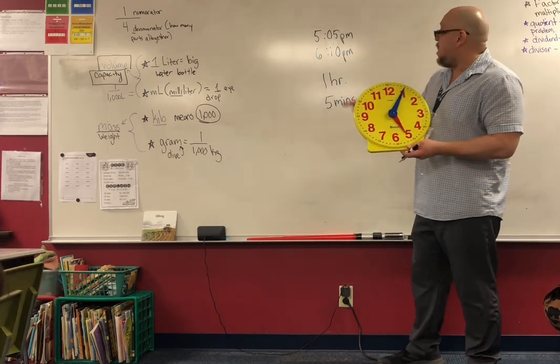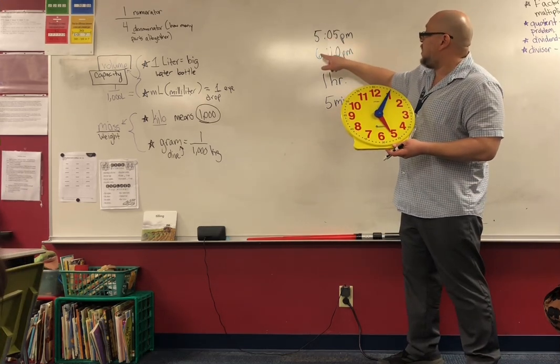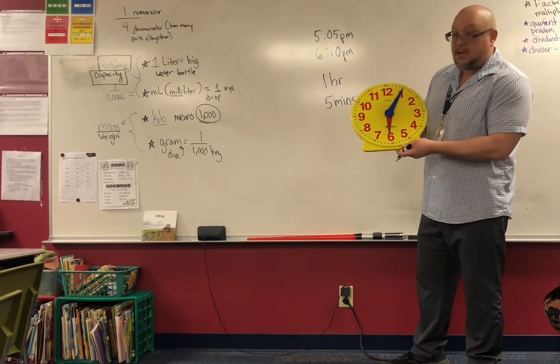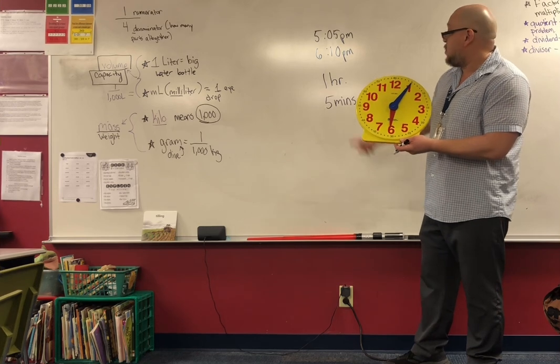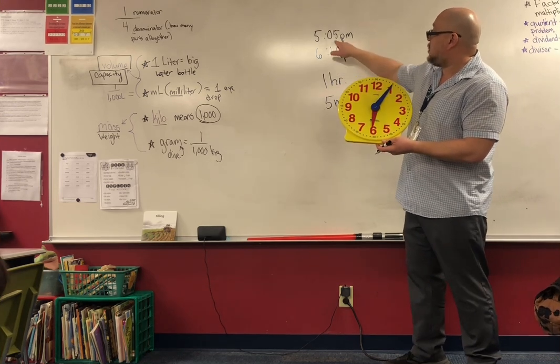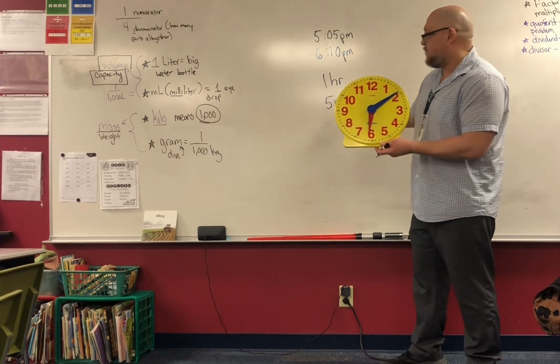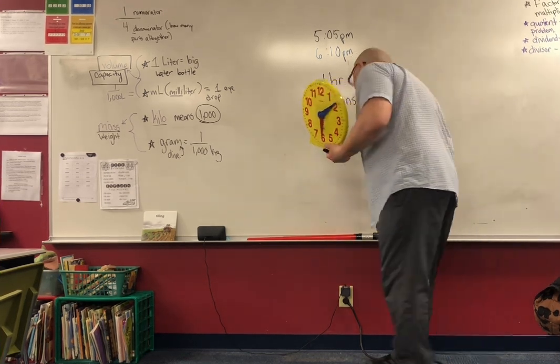First, we want to do the hour. So let's go from 5:05 to 6:05. That's 1 whole hour. Now we can skip count by 5s to 10. 5. Well, that was easy. 1 hour 5 minutes. It does get a lot harder.